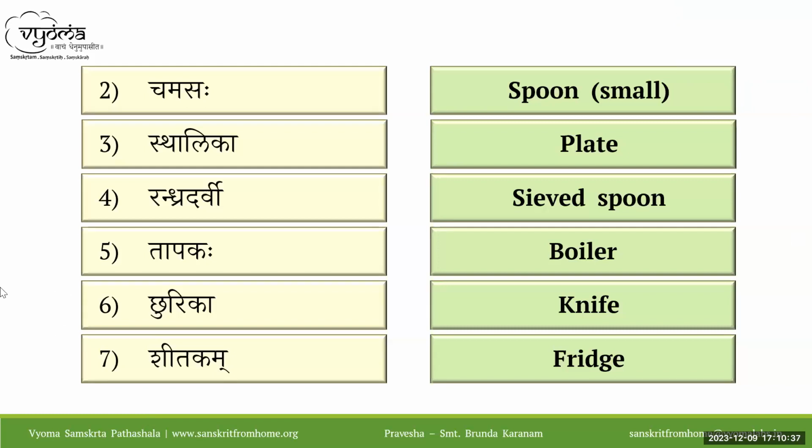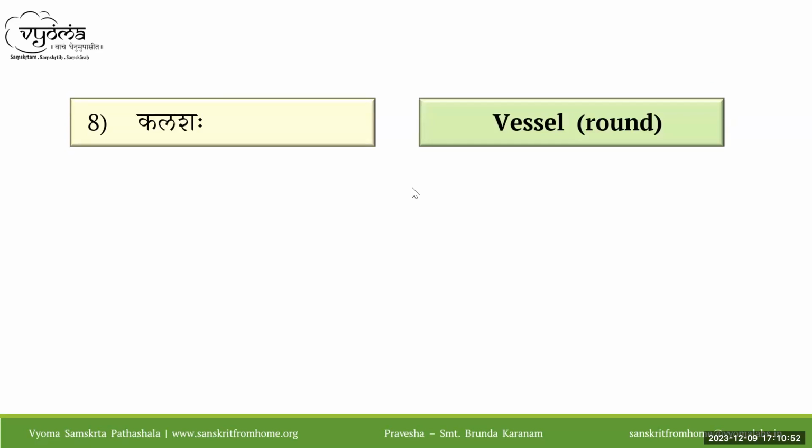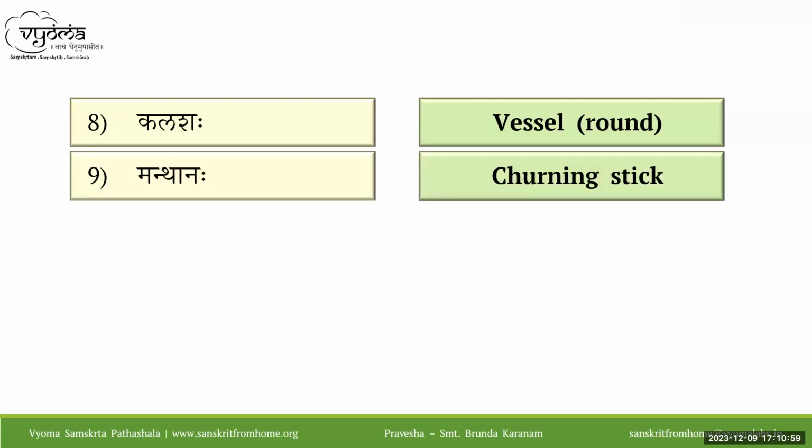Dhanyavadah. I'll just move on with the exercise. So, Kalashaha, Lakshmi ji. It's a round vessel, kalasam in Tamil. Exactly the same thing. Kalasham, kalashaha. Manthanah is a churning stick. So you have mathnati as the verb, mathnam. From where in Tamil you say mat for the churning. So it comes from there.